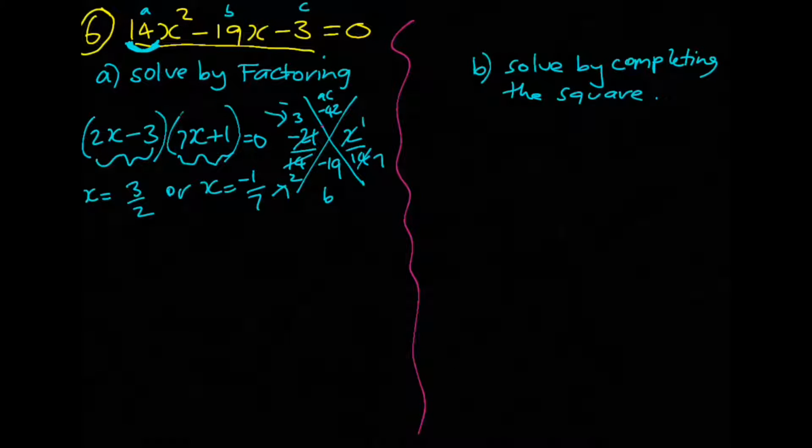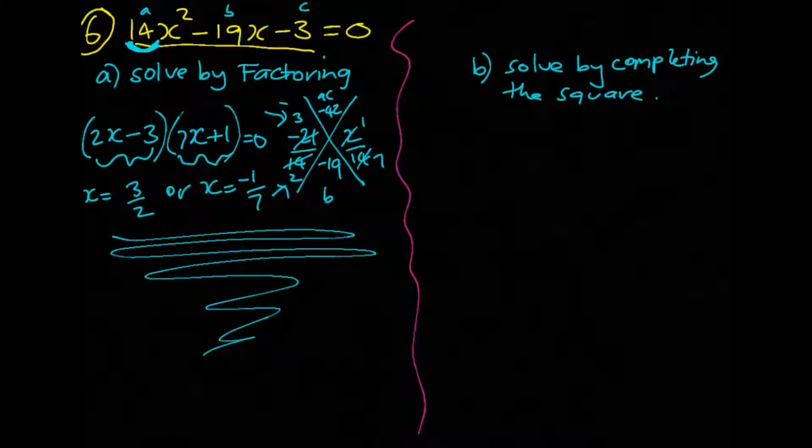Now I'm going to show you the same one solving completing the square. Obviously you wouldn't do this completing the square because this is way more simple in this case. It's easier to factor. So straight away we need to divide everything by 14 to get a 1 out the front of the x squared. So we've got 14 on 14x squared minus 19 on 14x minus 3 on 14 equals 0. So we've got x squared minus 19 on 14, x.